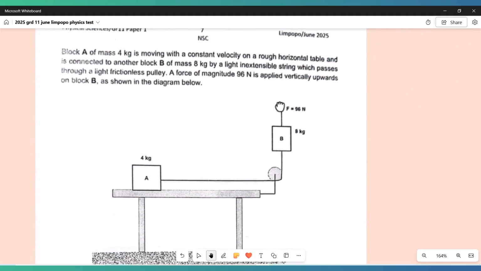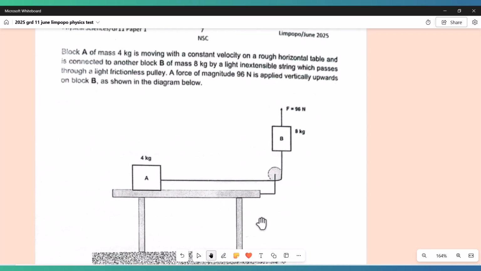They say that block A of mass 4 kg is moving with a constant velocity on a rough horizontal table. This block A is connected to another block B of mass 8 kg by a light inextensible string which passes through a light frictionless pulley. Then a force of magnitude 96 newtons is applied vertically upwards on block B as shown in the diagram below. So this is block B, the force is 96 newtons and the mass is 8. This block A, the mass is 4 kg and the table is rough, so there's friction here.